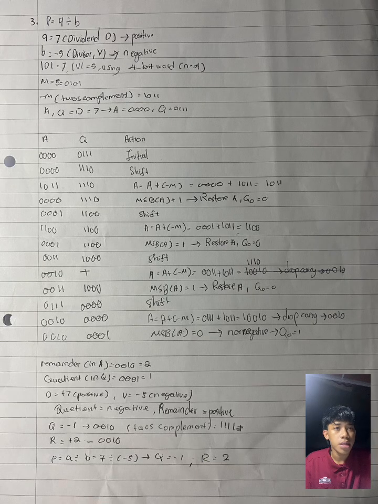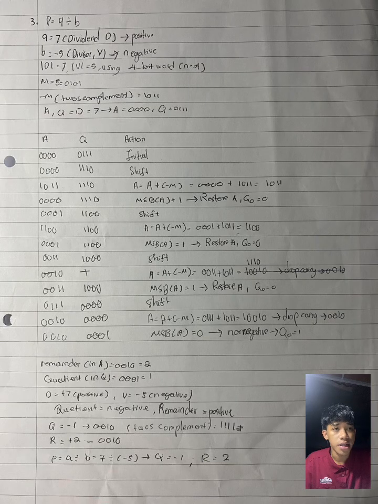And the carry out means the result is non-negative. So our MSB is 0, keep A equals 0010, so Q0 equals 1. State A equals 0010, Q equals 0001. And then our answer, for the remainder is 0010 equals 2, and our quotient is 0001 equals 1. We simplify: 7 equals 5 times 1 plus 2.